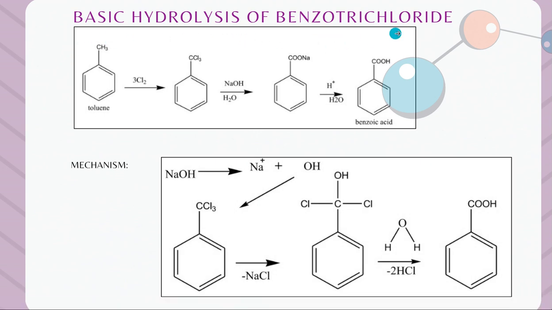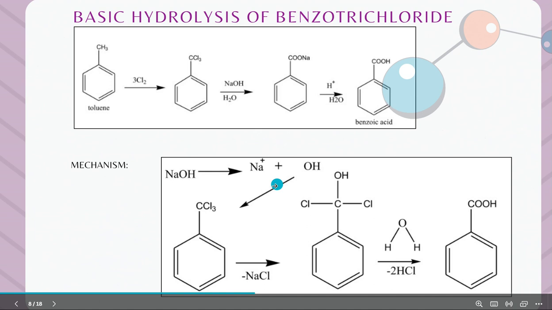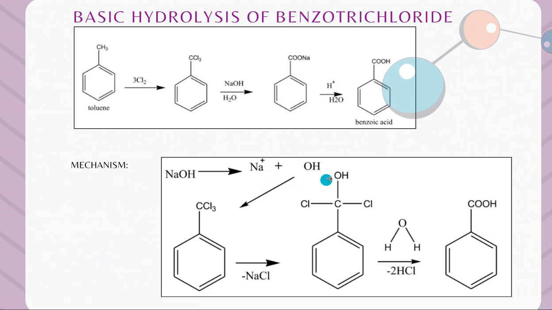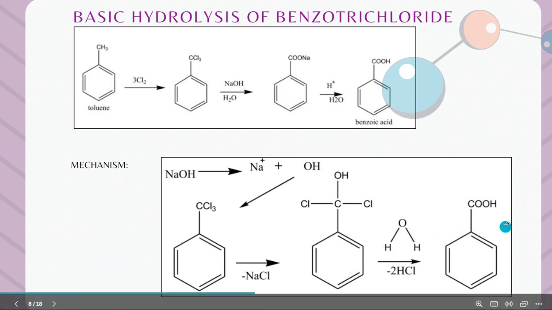Next is basic hydrolysis of benzotrichloride. Here you are reacting toluene with chlorine, which gives you benzotrichloride, and then sodium hydroxide with water. When you treat it with base, it gives the sodium salt of benzoate, right? Sodium benzoate, and on acid hydrolysis it further gives you benzoic acid. Here you can see the base is dissociated as Na plus and OH minus. This OH minus attacks here, and you can see the chloride ions are replaced with hydroxyl, and on hydrolysis it gives you benzoic acid.